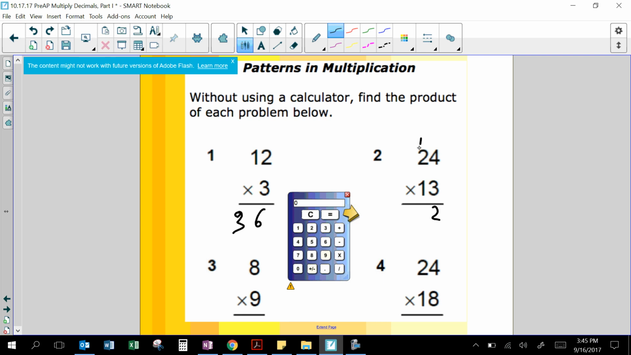3 times 4 is 12, carry the 1. 2 times 3 is 6 plus 1 is 7. 1 times 4, a placeholder. 1 times 4 is 4. 1 times 2 is 2. This adds up to 312.